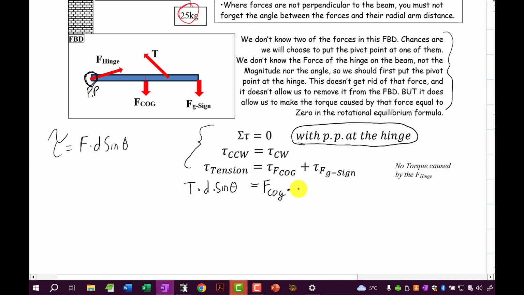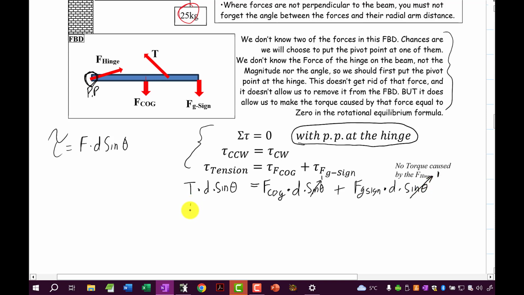I guess force COG would be better, because COG already has center of gravity in it. Times the distance times the sine of the angle. But that one is going to be 1 because it's at 90 degrees right there. I just ruined my free body diagram by putting a right angle in there, so I'll take it out. Plus the force of gravity of the sign times its distance times the sine of that angle, but the sine of that angle is also going to be 1. I mean, theta is 90.